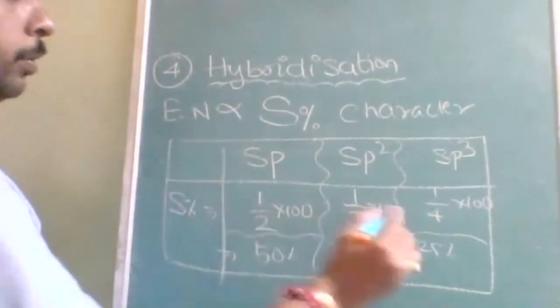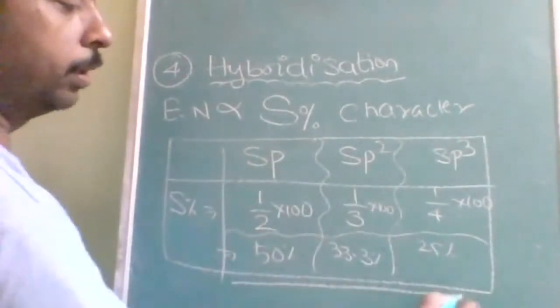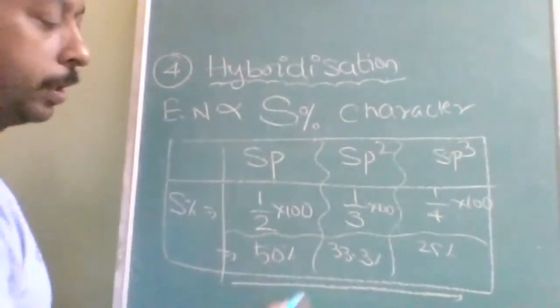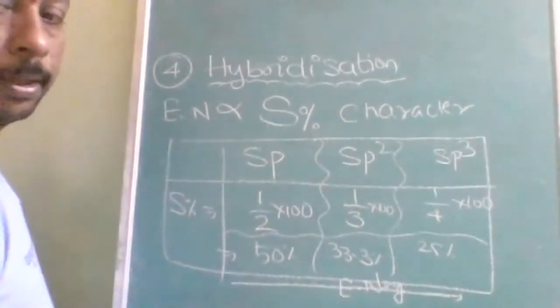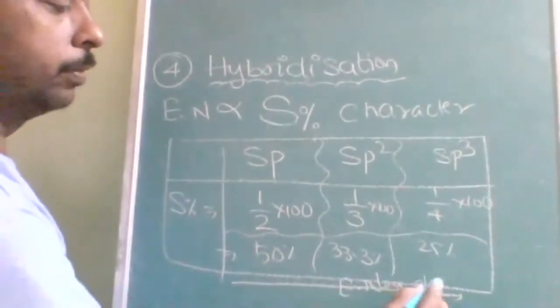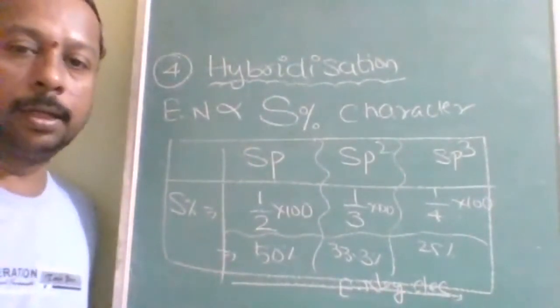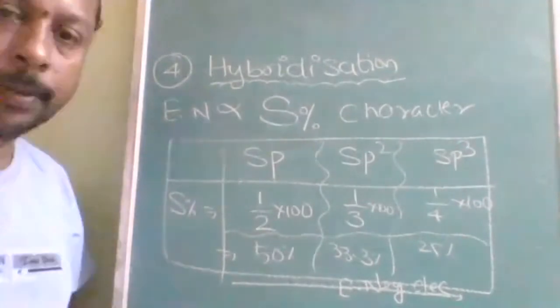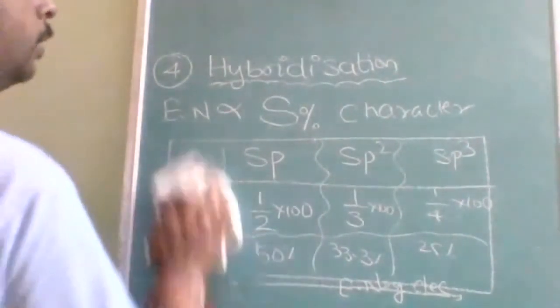So s percentage character decreases from here to here. Therefore, what happens to electronegativity? Electronegativity decreases. Note down. After hybridization, the next topic is oxidation number.